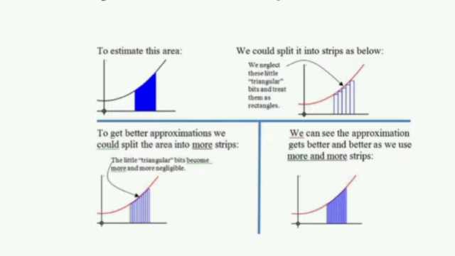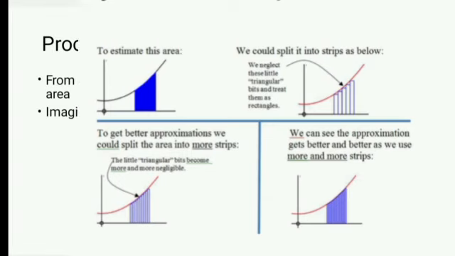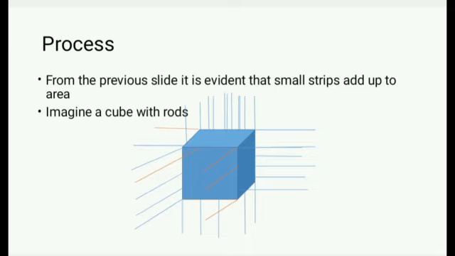From the previous slide, it is evident that the small strips add up to the area. Imagine a cube with rods. Here we are going to make a 3D model. In order to make a 3D model, we need 8 sides, each filled with a small square unit area of each strip. Imagine such a figure, which is given in the slide. By moving one of the strips to the correct position each and every time, we can put the critical points of that curve into action.